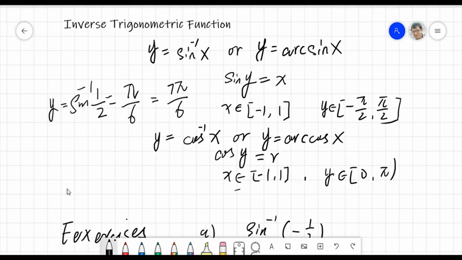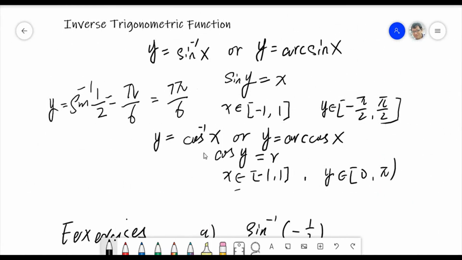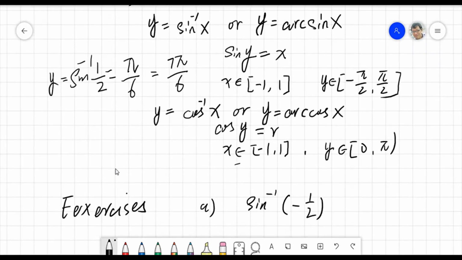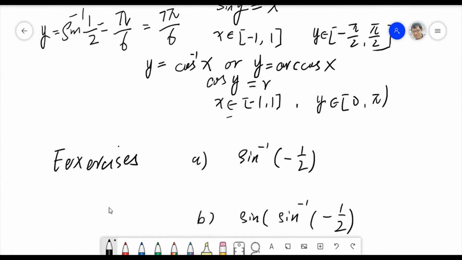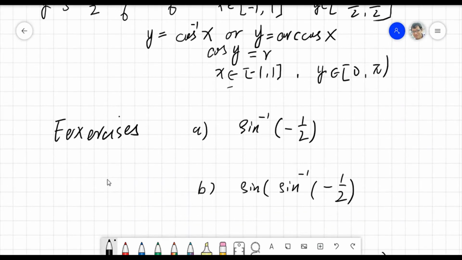Next is y equals cosine. So the inverse function is y equals cosine x to the -1, or y equals arccosine x. The domain is a little different. The x range is the same, but y goes from 0 to pi. Remember this one. Now we do 3 exercises, and then a hard exercise, to help remember this.